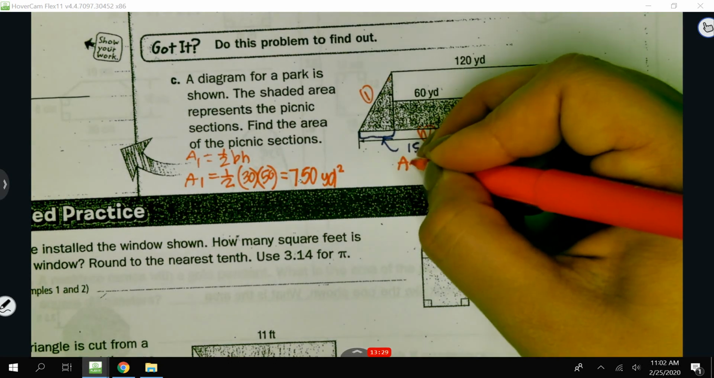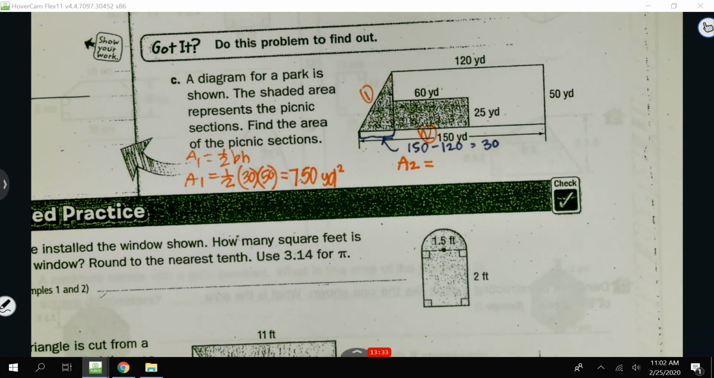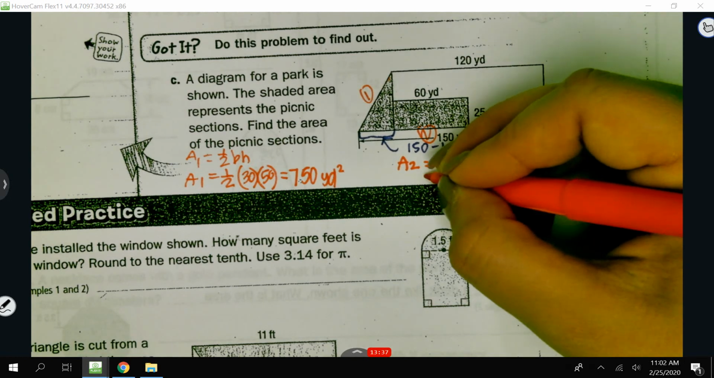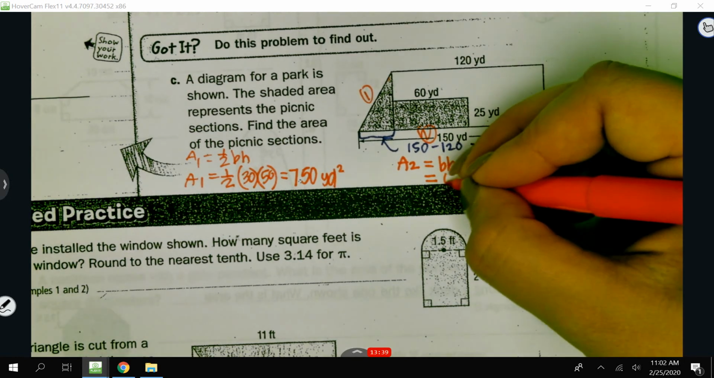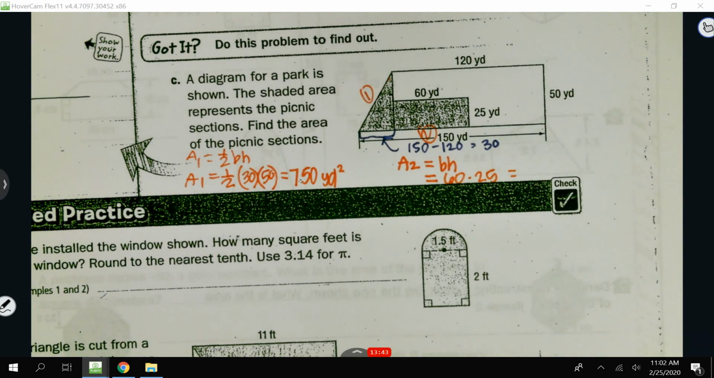And then you want to find the area of your rectangle. So what is the base and height of that? 60 and 25. So 60 times 25 gives you what? 1,500.